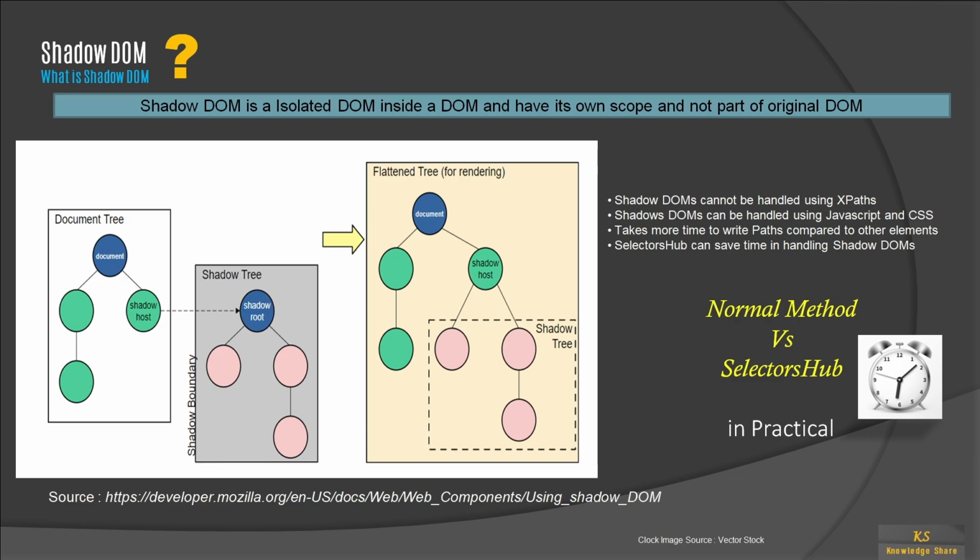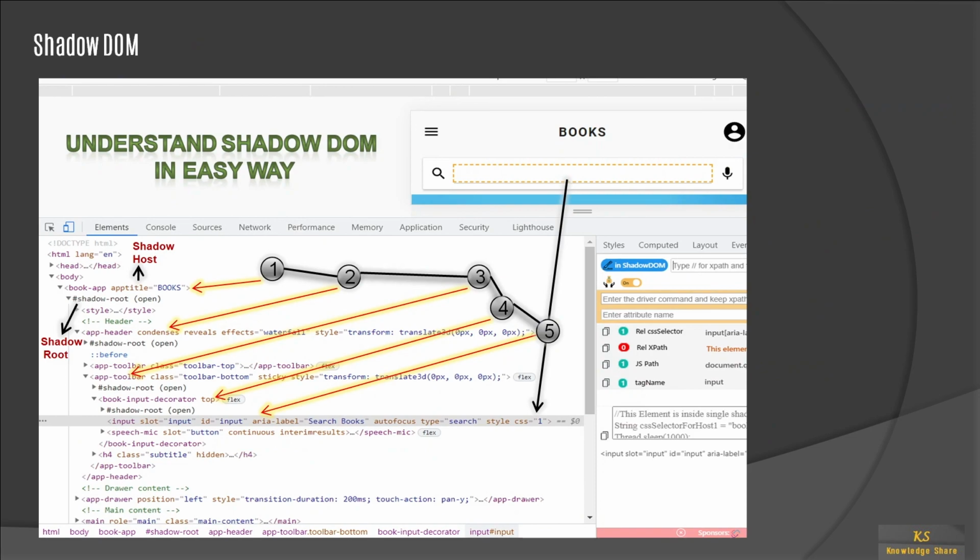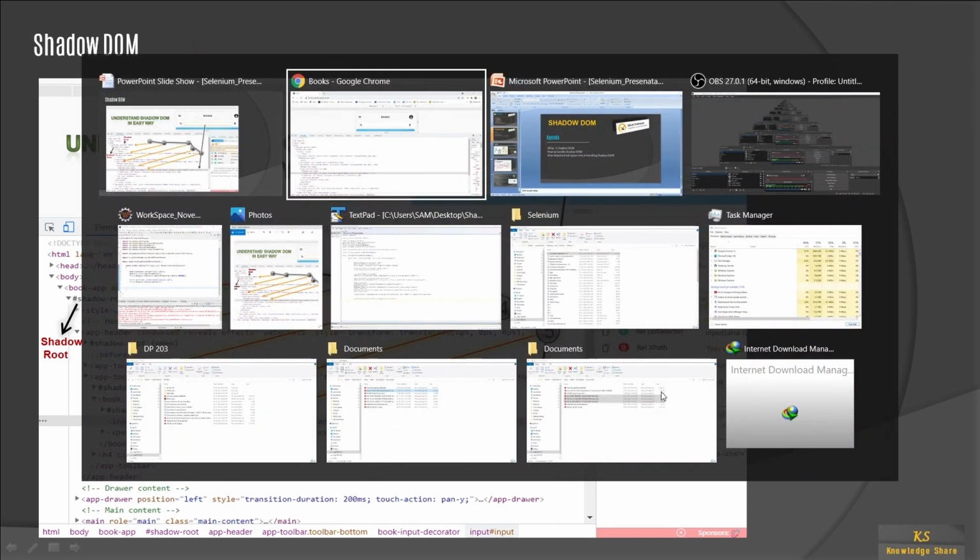Now in this session we are going to see a normal method of getting shadow DOM elements and the method using Selectors Hub. We will see it in practical, and also we will compare how much time it takes between the normal method and the Selectors Hub method. Now let me take you to the web page.